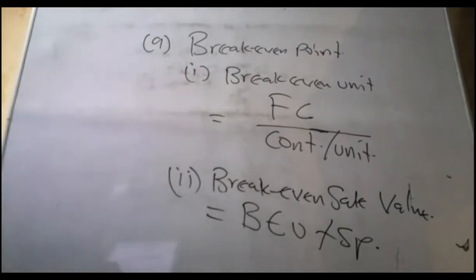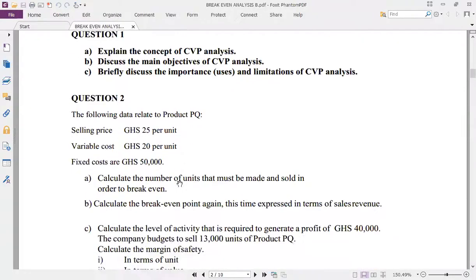Let's look at this particular illustration. Question 2. The following data relate to product PQ. Selling price is 25 per unit. Variable cost is 20. Fixed costs are 50,000. What is the contribution per unit? So therefore, contribution will be what? 5 per unit, right? Good. So that's the selling price minus the variable cost. Contribution simply means the selling price minus what? The variable cost.